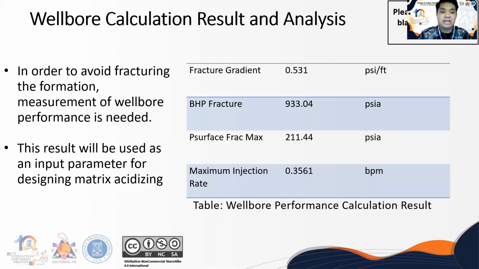The next is wellbore analysis. In the acidizing fundamentals book, Schechter explained that to optimize the work of matrix acidizing in sandstone wells, the design of the treatment must be specific, not only the volume and type of the fluid, but it's also necessary to know the maximum injection rate, fracture gradient, and treatment pressure. This calculation is to avoid fracturing the formation when the matrix acidizing treatment is carried out. The result of this wellbore analysis calculation will be used as a parameter in the matrix acidizing simulation design.